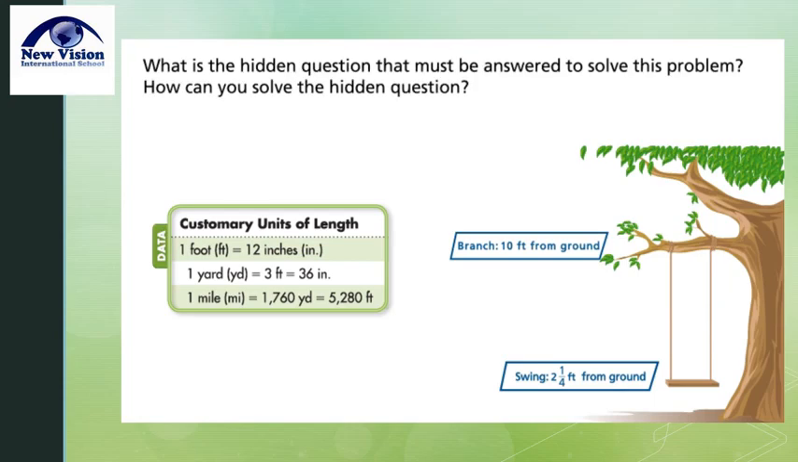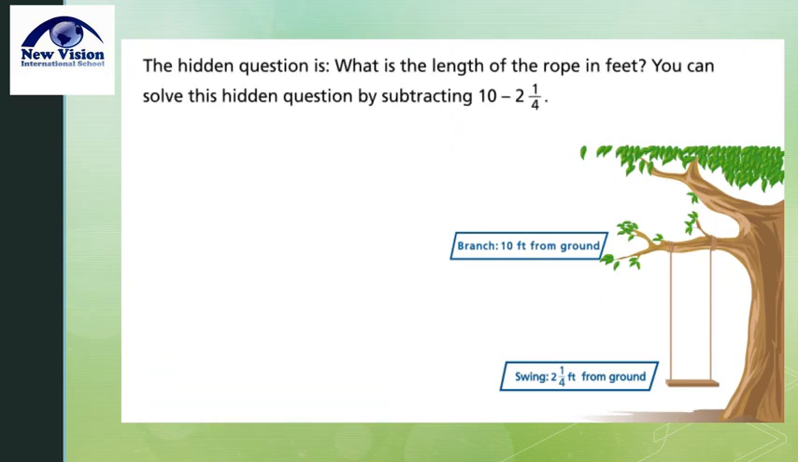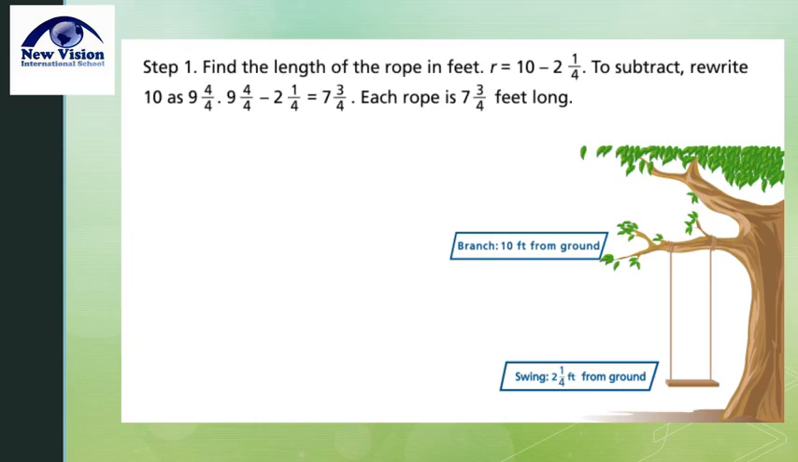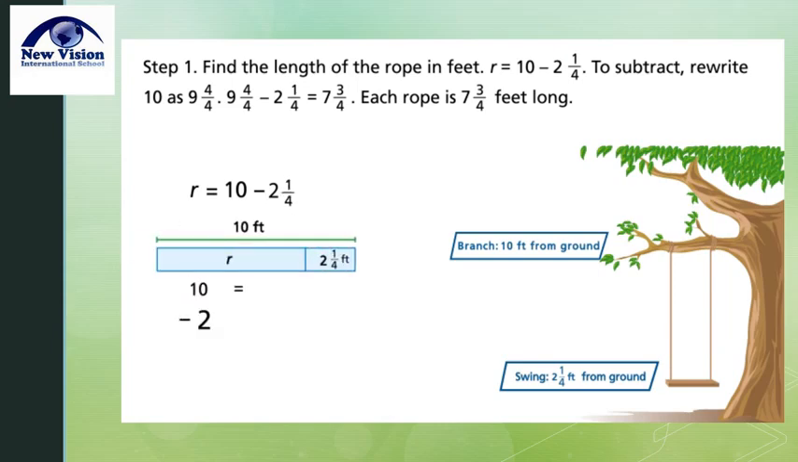What is the hidden question that must be answered to solve this problem? How can you solve the hidden question? The hidden question is, what is the length of the rope in feet? You can solve this hidden question by subtracting 10 minus 2 1/4. Step 1. Find the length of the rope in feet. R equals 10 minus 2 1/4. To subtract, rewrite 10 as 9 4/4 minus 2 1/4 equals 7 3/4. Each rope is 7 3/4 feet long.